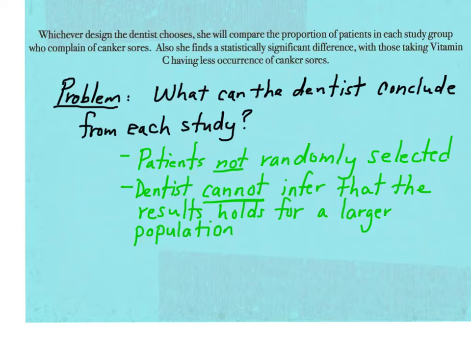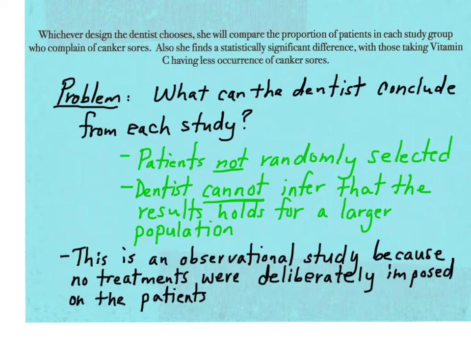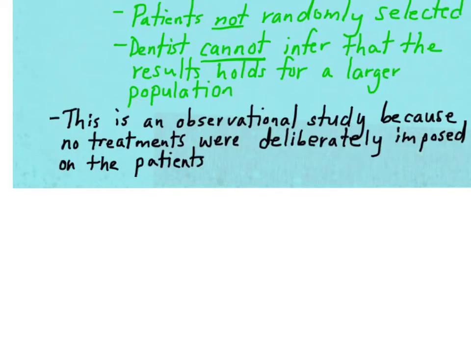So what kind of study was this? Was it an observational study or an experiment? It is an observational study, not an experiment, because no treatments were deliberately imposed on the patients. The individuals selected in this study were already taking vitamin C or not taking vitamin C, and were selected as far as they had a dentist appointment in the following 2 weeks. That is why it's an observational study. They were already either taking the treatment or not taking the treatment before the study occurred.